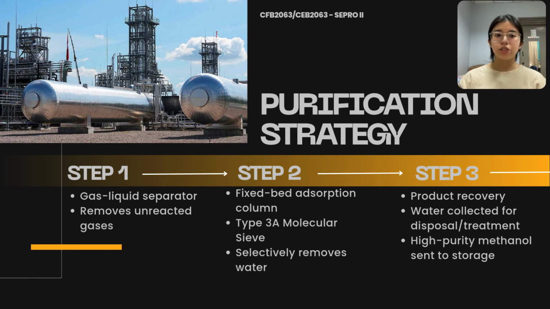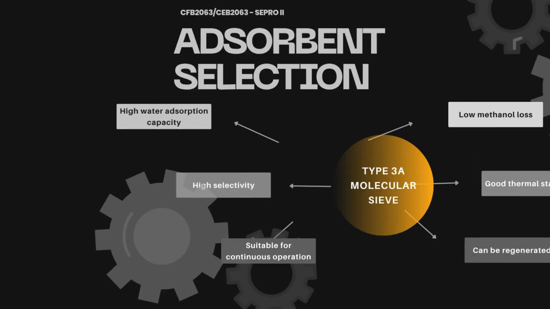The purification strategy consists of three main stages. The first stage is gas-liquid separation, where unreacted hydrogen and carbon dioxide are removed from the reactor effluent. The second stage is adsorption-based dehydration, using a fixed bed adsorption column. This column removes water selectively, allowing methanol to pass through. Finally, the purified methanol is sent to storage, while the removed water is collected for disposal or further treatment.